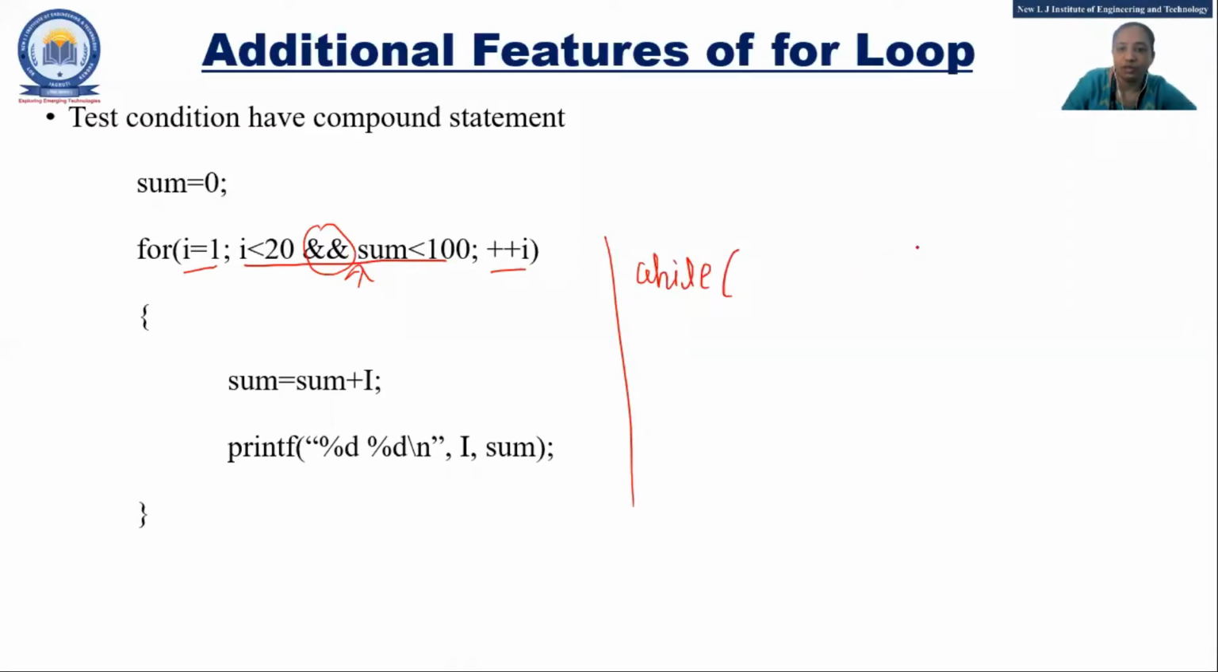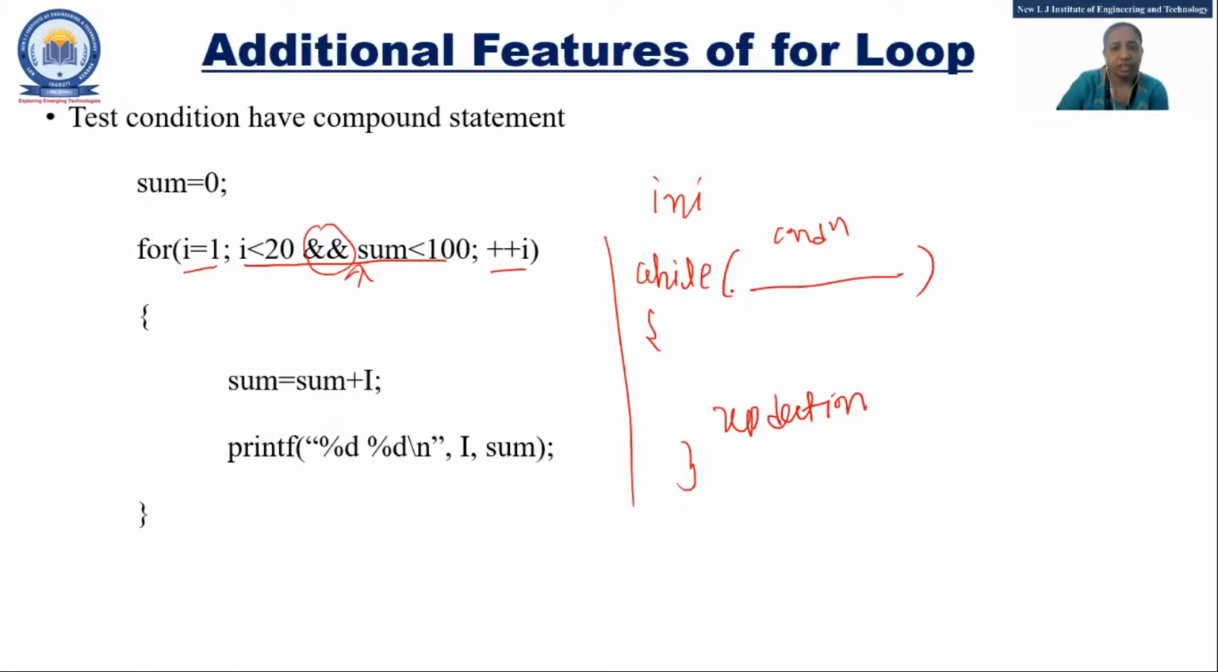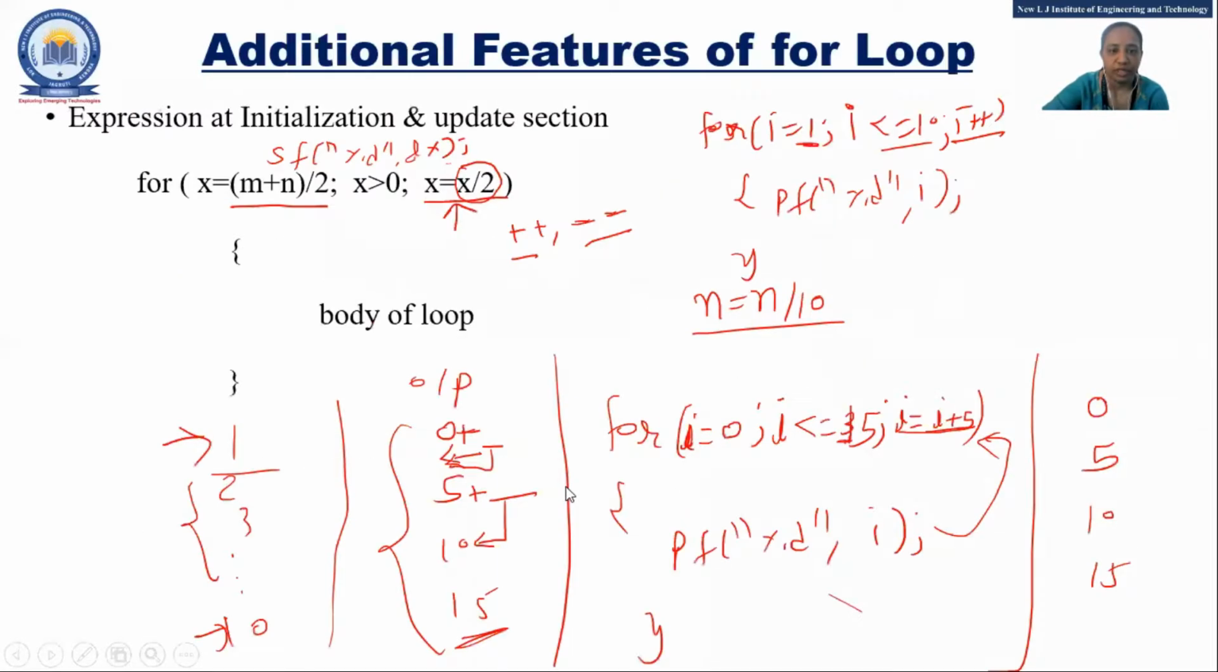So in while, we are just checking the condition. Initialization is done before, and the updation will be done within the loop itself. If you want to specify more than one condition in a while loop, then also like this: condition 1, either you can use AND operator or OR operator, and condition 2. If more than 2 conditions, then also you can specify. But you have to use a logical operator, not a comma operator. So while can also specify more than one condition.